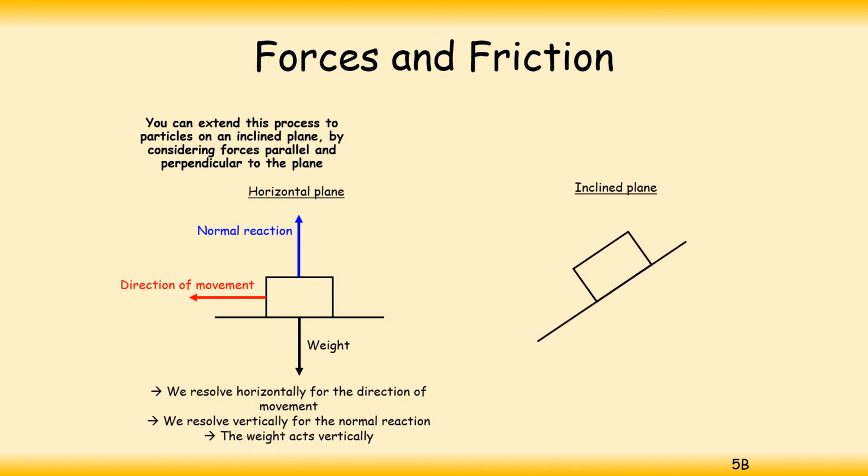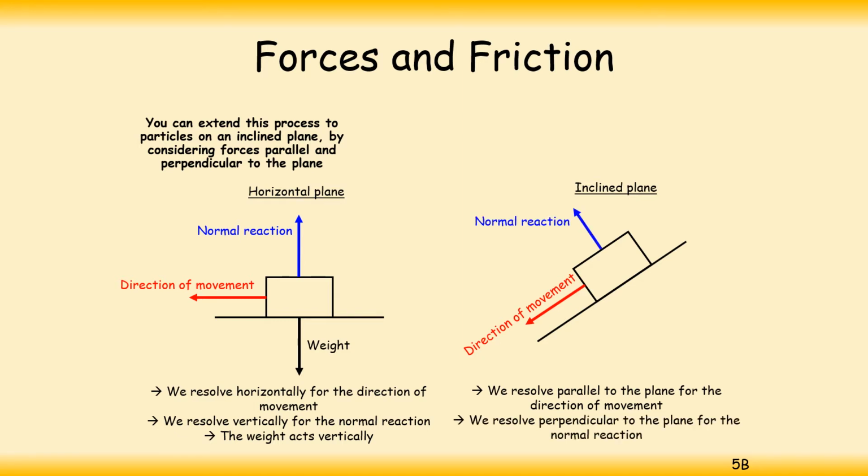So on an inclined plane, we have the direction of movement going down. You'd expect the block to go down. And this time you see the normal reaction, again, still perpendicular to the surface. But the only difference is the weight is going to act vertically downward. The weight is always acting vertically downward, and the normal reaction is always going to be perpendicular to the plane.